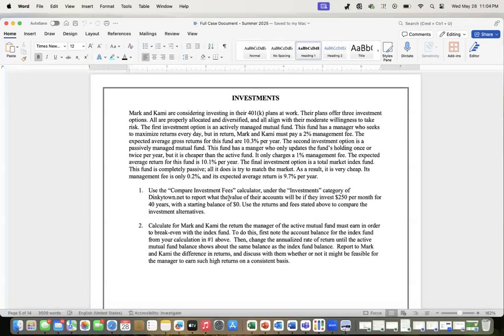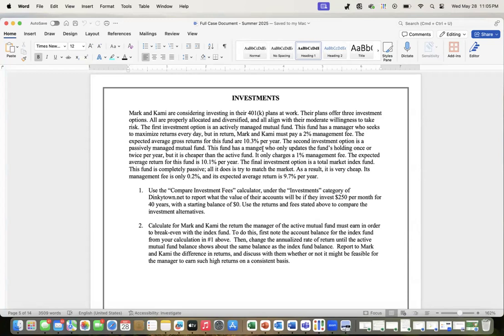Now, I'll go ahead and tell you right now that the purpose of this assignment is to be illustrative, right? I'm not suggesting that Mark and Cami should invest $250 per month for 40 years. All I'm wanting the students to do here is go in and perform the analysis based on the criteria that we've set up in this assignment so that they can see the impact of the different portfolio alternatives that we've presented. Okay, now they will need to select one of these portfolios, okay?